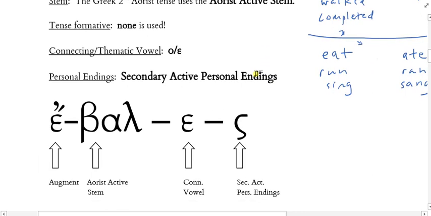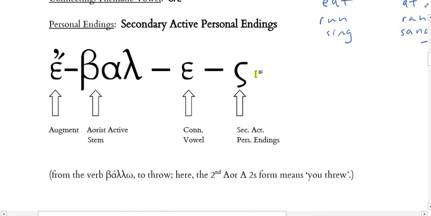So here I'm using a verb from the verb ballo. Ballo means to throw. We've learned ballo before, haven't we? Okay, you throw a ball, B-A-L-L. So ballo. And this is the second aorist, second singular form, ebalis. Ebalis. So notice that I have, first of all, an augment before the stem of the verb. Ball is the aorist active stem.